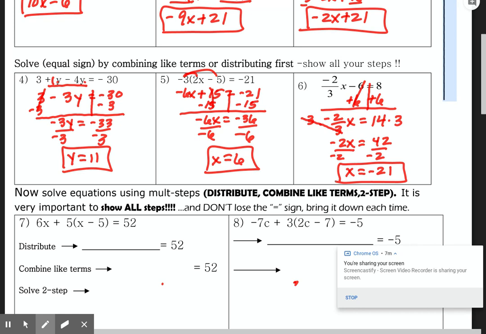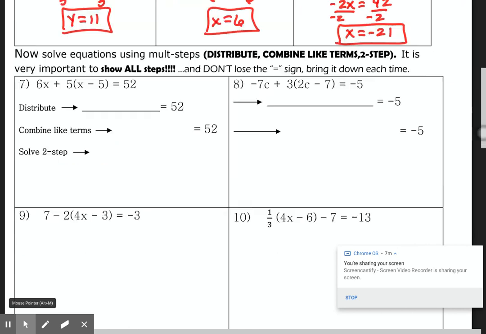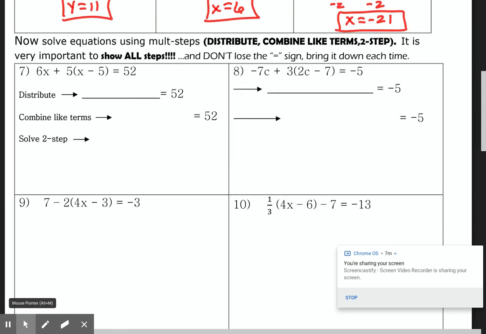You could put all this in your calculator if you wanted to see if the left side is going to be equal to the negative 21 that's on the right side. All right, let's see what we have down here. Now we're going to solve equations using multi-step. So we're going to distribute, combine like terms, and possibly a two-step. So it's going to be a little bit more detailed than problems 4, 5, and 6. Let's take a look at number 7.